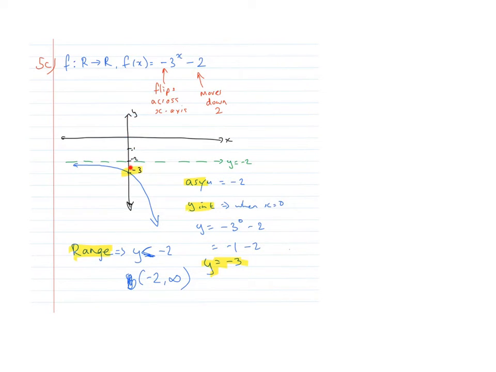Our range is going to be everything from this asymptote downwards, so less than negative 2, or negative 2 to negative infinity. Actually, I should write that the other way around, shouldn't I? It should be negative infinity to negative 2. There we go. I'll leave that to you. Hopefully that helps.